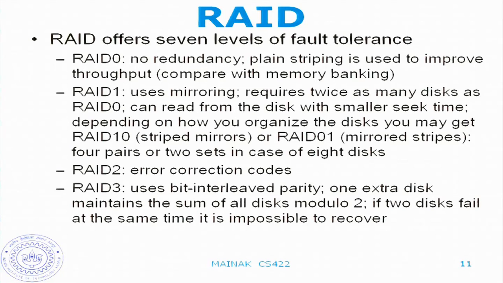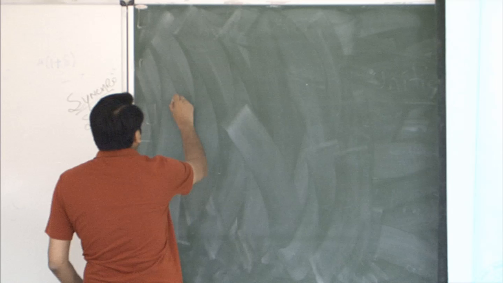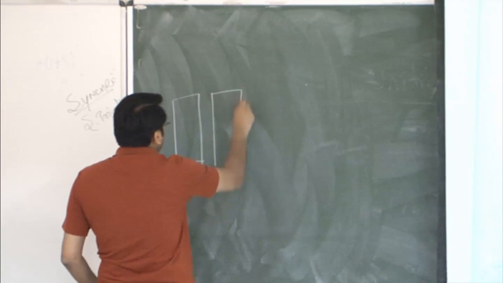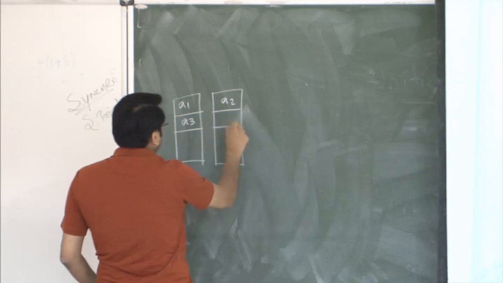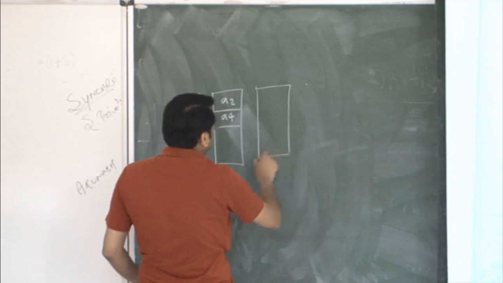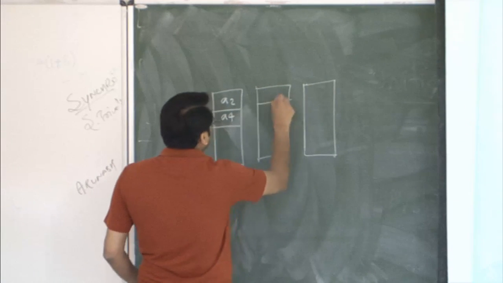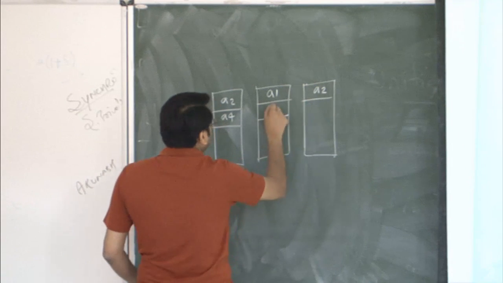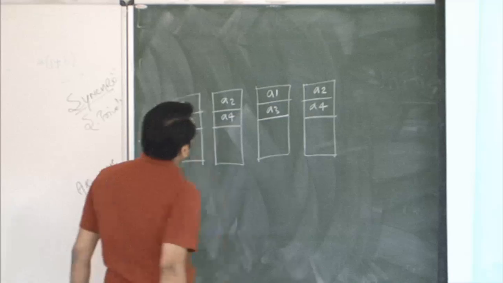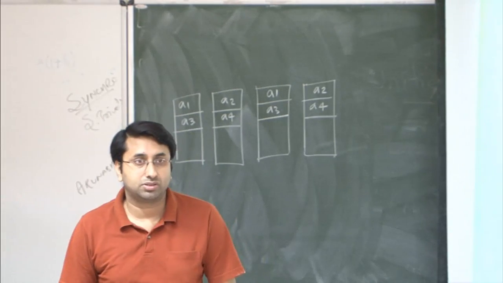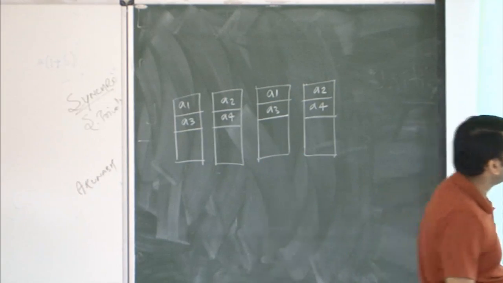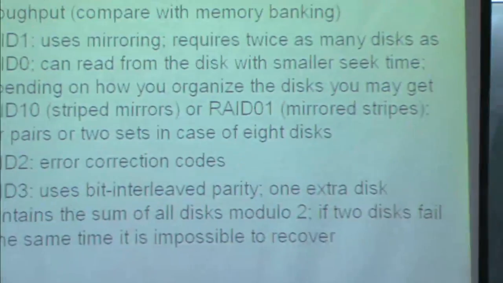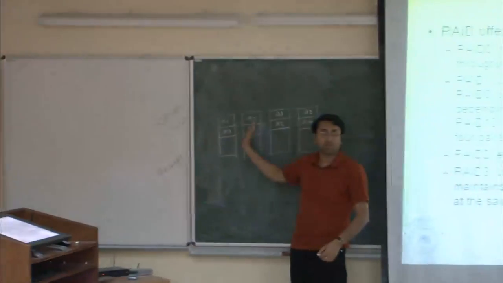Now depending on how you organize the disks, you may get RAID 1+0, which is stripe of mirrors, or RAID 0+1, which is mirror of stripes. Let me explain that. Suppose I have just two data disks, and then I mirror them. So this is essentially mirrored stripes. I first stripe the data and then mirror it. So I first do RAID 0, and then apply RAID 1 on the entire disk assembly.